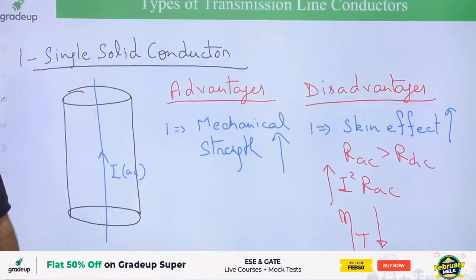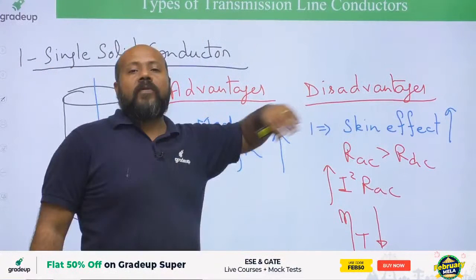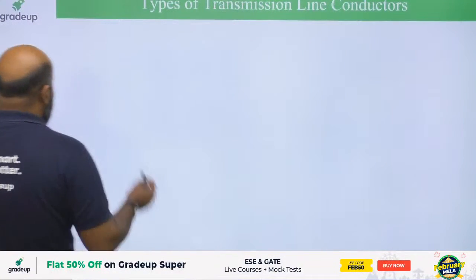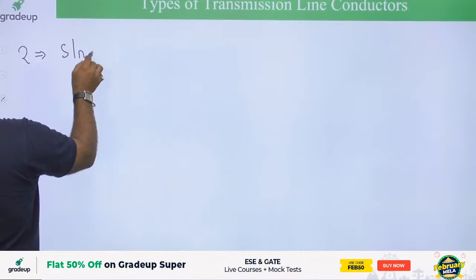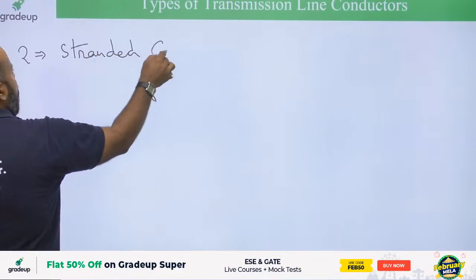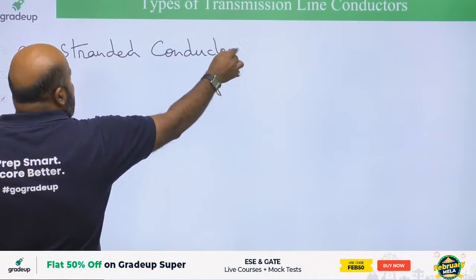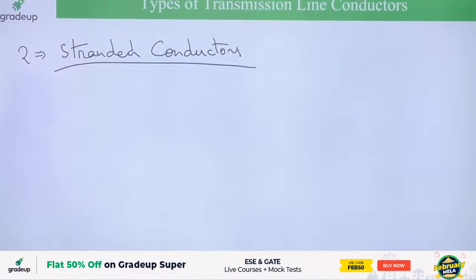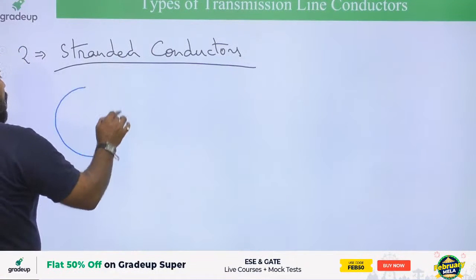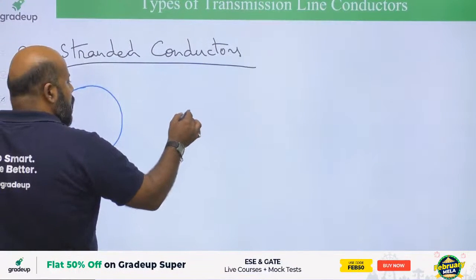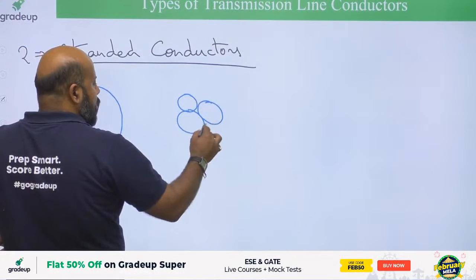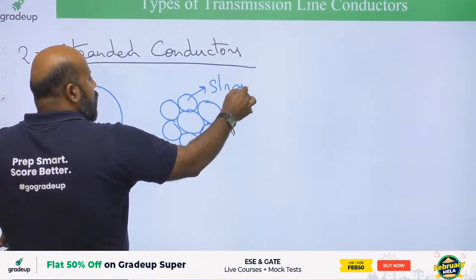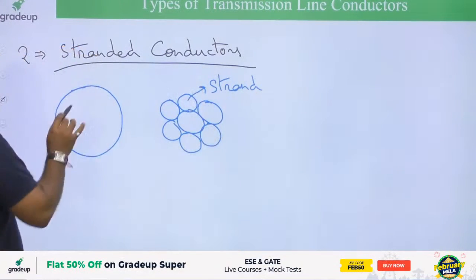Now, to remove this disadvantage of skin effect, we go to the next type of transmission line conductor, that is the stranded conductor. Stranded conductors. Now please try to understand the story about this stranded conductor. For the single solid conductor, you have a design like this. For the stranded conductor, you have a design like this. You are using smaller strands, rather than a single solid conductor.